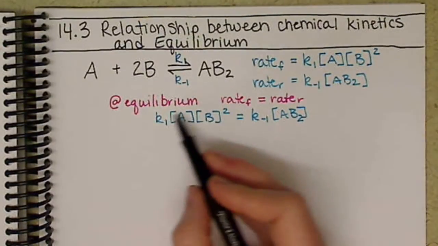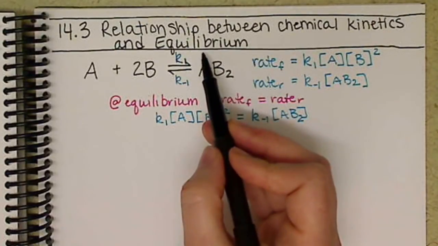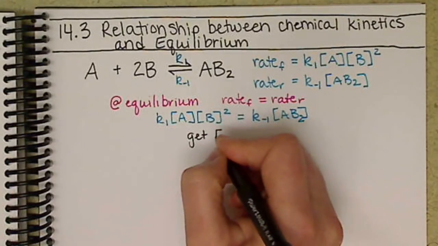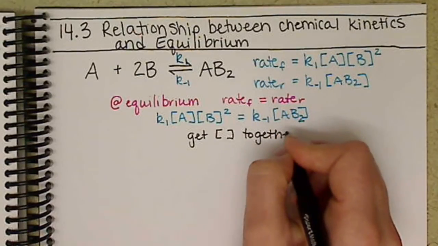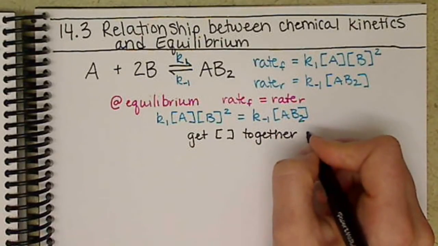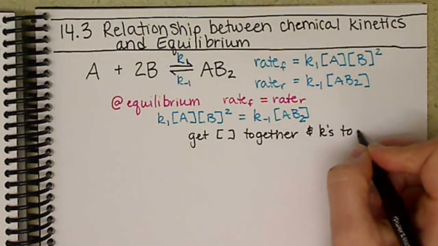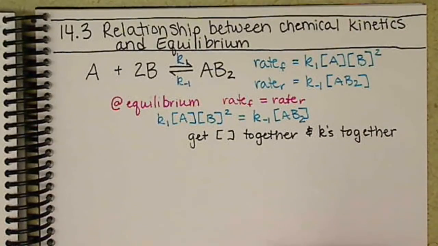What we want to do is we want to kind of get this into an expression that's similar to our equilibrium. So we want to get the concentrations together and the rate constants together. Okay, so rate constants on one side, concentrations on the other.